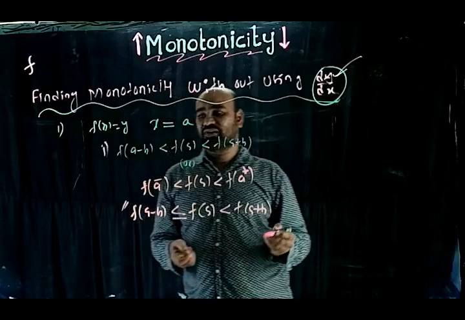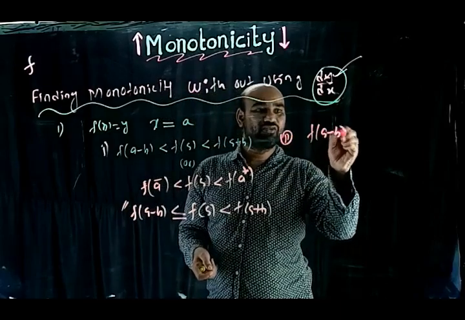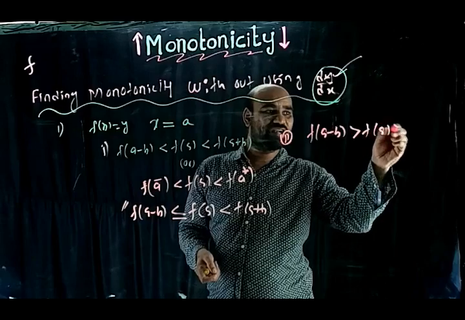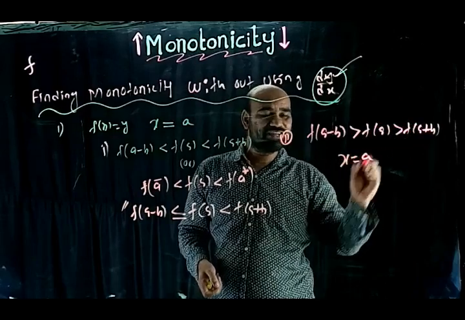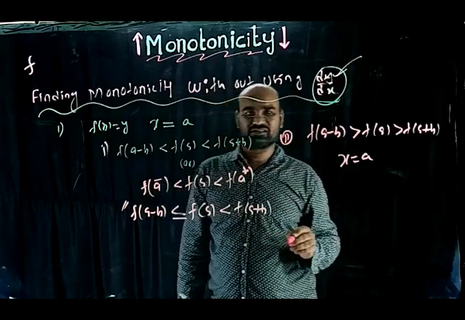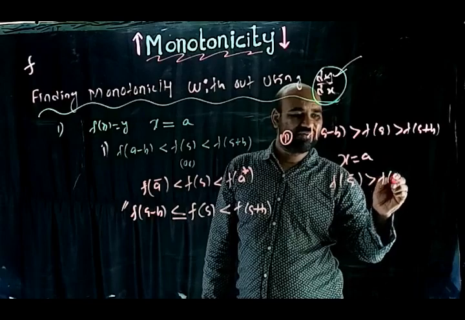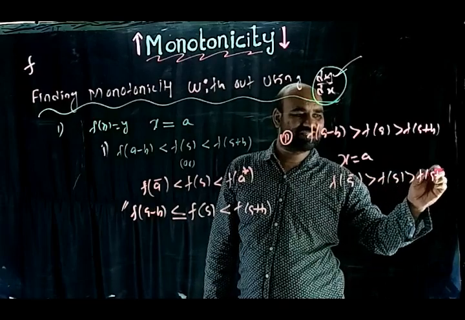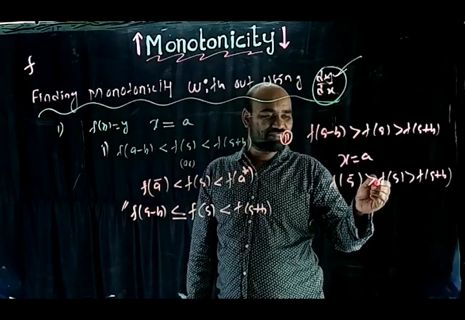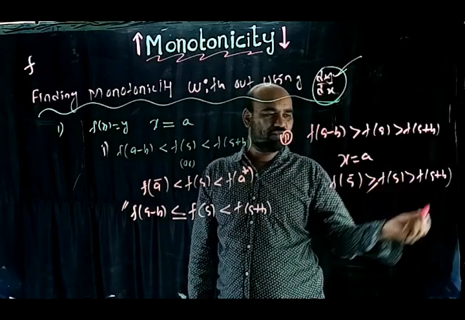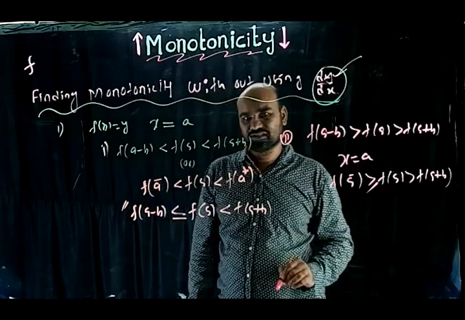Similarly for decreasing: if f(a − h) > f(a) > f(a + h), then you can say that at x = a, the function is strictly decreasing. Anywhere you get equality, for example here or there or in both places, then you can say that the function is decreasing, not strictly decreasing.